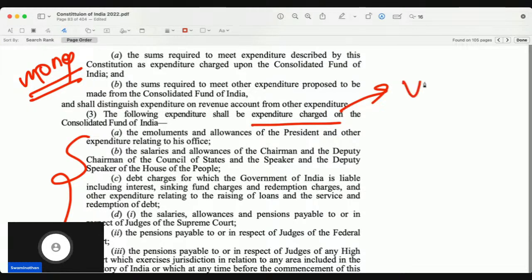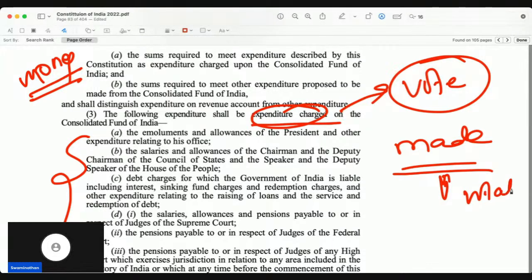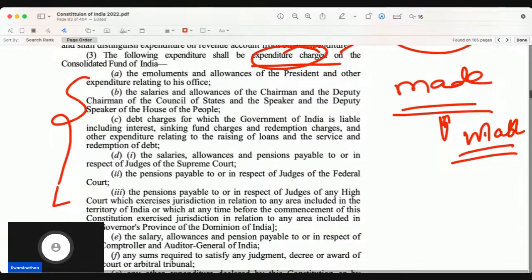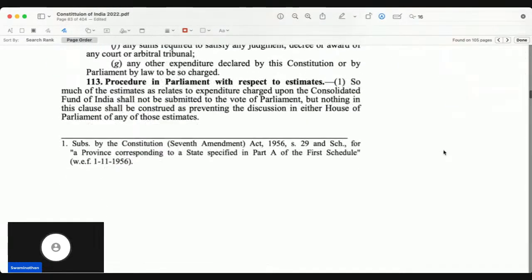Parliament cannot vote on these expenditures. If Parliament cannot vote, this cannot be reduced. Expenditure can be of two kinds: one is expenditure charged and another is expenditure made from the consolidated fund of India. So these expenditures are votable by the parliament. If parliament wants, they can reduce that expenditure. But those expenditures which are put in the form of expenditure charged, they cannot be voted by the parliament.